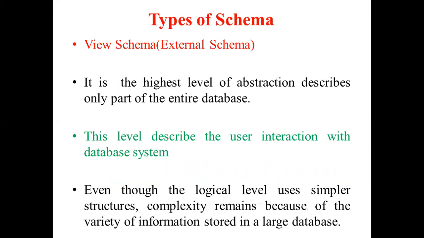And the last one is the view schema. We have known that the view level is important to represent different forms of the same database as per the requirement of the user. How it is implemented is discussed in the view schema, also called an external schema, because it is available as an external view for the end user. It is the highest level of abstraction and describes only the part of the entire database depending on the end user. This level describes the user interaction with the database.